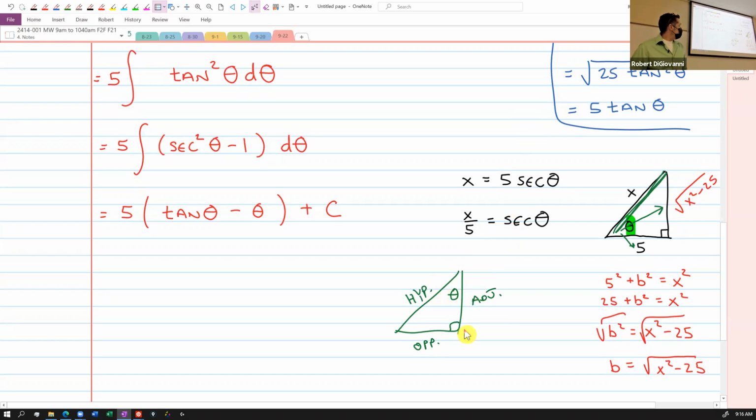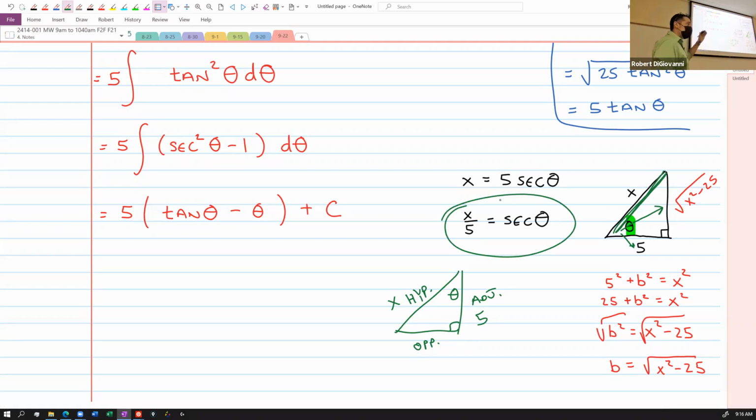So if I use this triangle, then the hypotenuse here would be x, and the adjacent would be 5. You see, x, 5, and then this side would be the square root of x squared minus 25. So it's an arbitrary triangle that we're drawing. The only thing we need is that the triangle must match the equation, so it must maintain the relationship we have here with secant theta being x over 5.